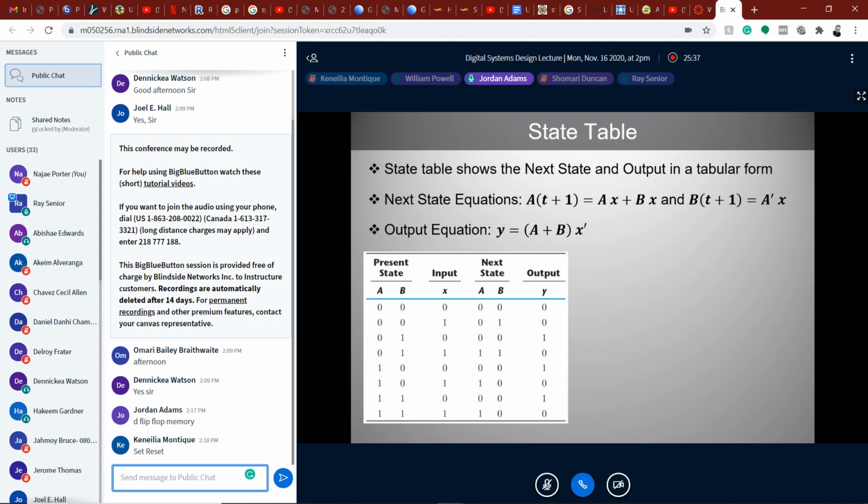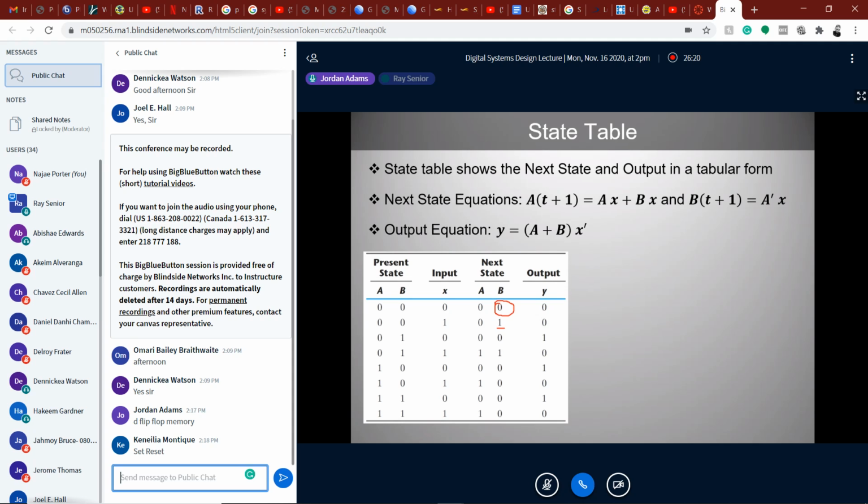Sir, I have one question. Go ahead, please. For the part for the B next state, the first one that is under B in the next state, does it coincide with this one here? The one beneath this one? This here? Yes, that one, sir. All right, that coincides with the equation, sir.